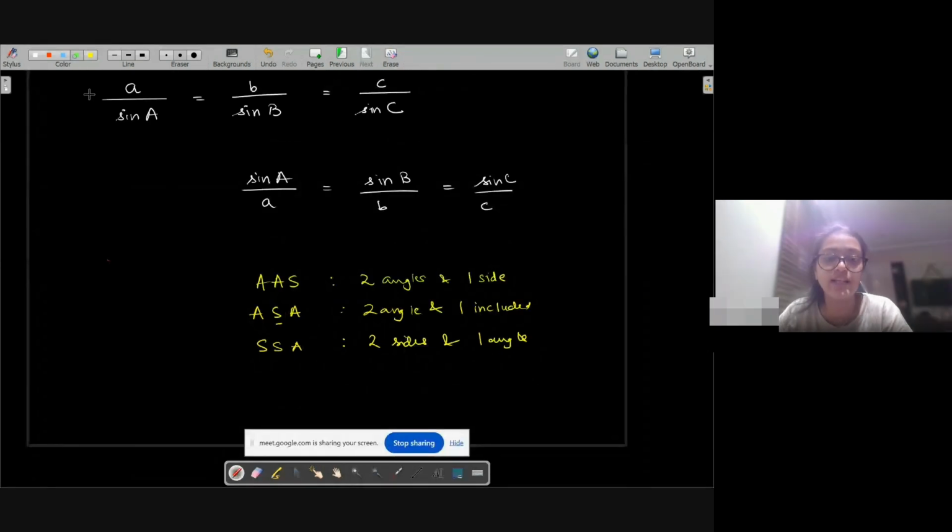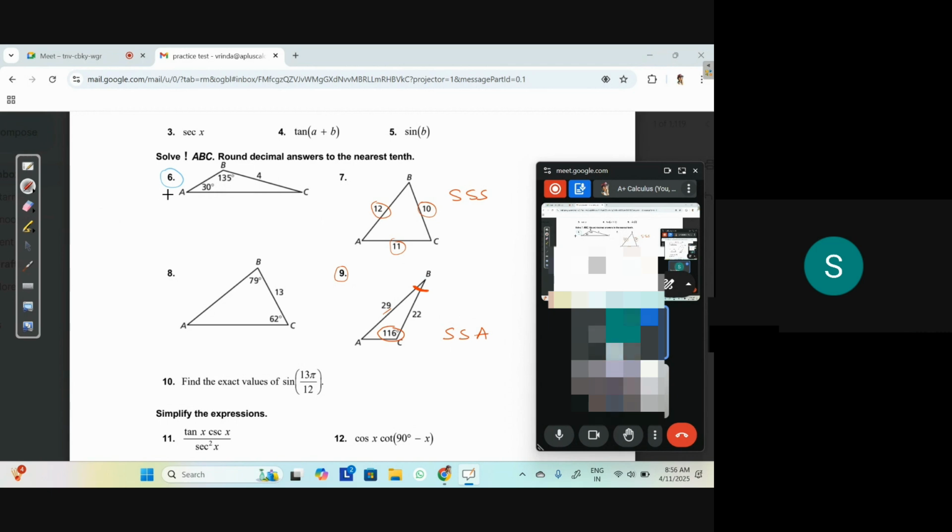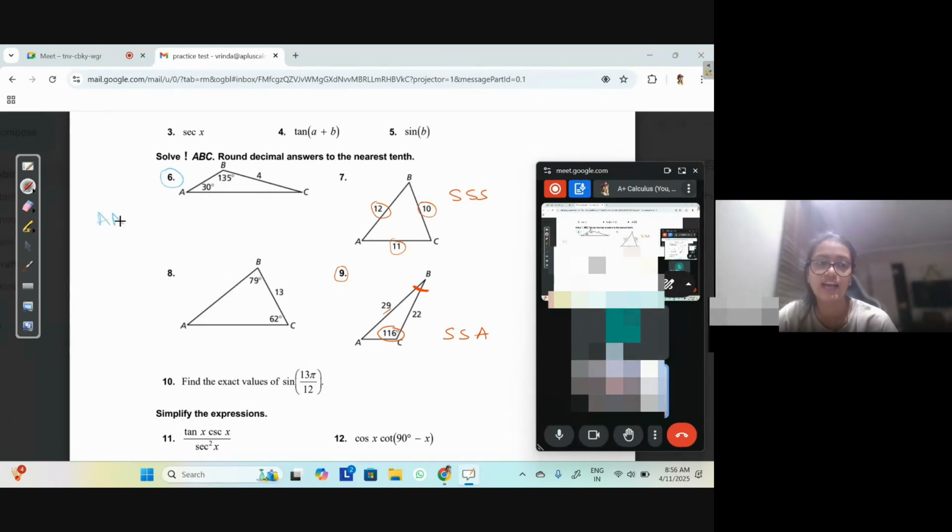Okay. So first we will take some questions from AAS and ASA. SSA is a different case in which we actually get 6 different cases. So first we will take one question of AAS and one of ASA. Angle, angle, side. Exactly. So here, this is the AAS case. So here you can use law of sines to solve the triangle.